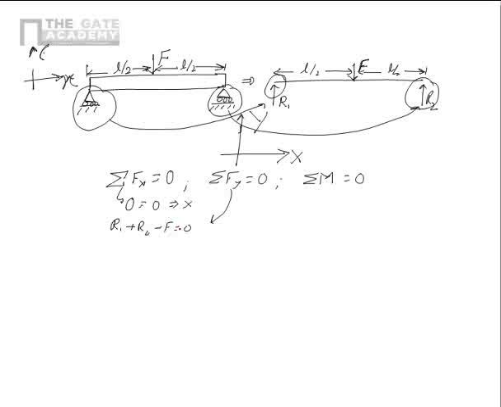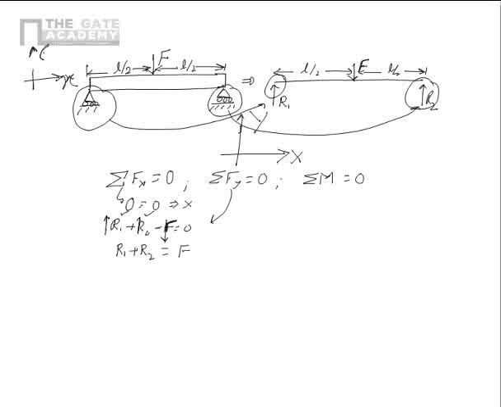Now you please see what is happening is R1 and R2 are pointing upwards, while F is pointing downwards. So hence in the equation F has to come as a negative entity. So if we write this equation separating the variables, R1 and R2 equal to F, then obviously we get a linear equation, R1 plus R2 equal to F. It's a linear equation in R1 and R2, and the sum is equal to F.